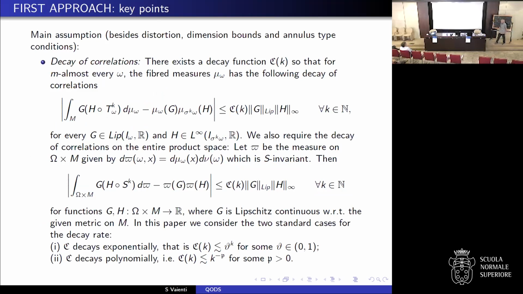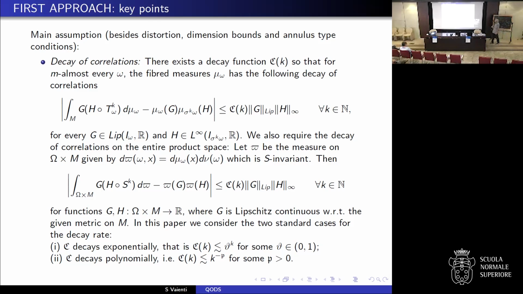Okay, let's go to the first approach. There are a few assumptions in the first. My goal today is not to give all the definitions of the maps and all the assumptions. It's just to present these 2 techniques. At the end, there will be anyway some examples and the presentation of properties of the map.